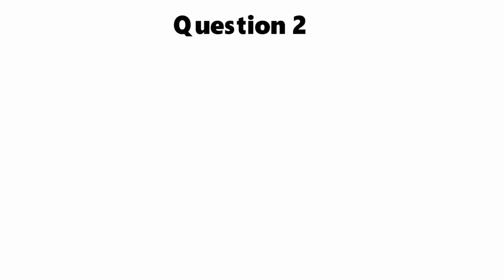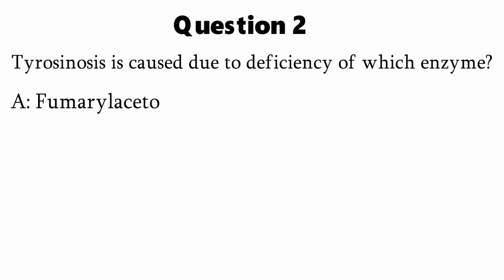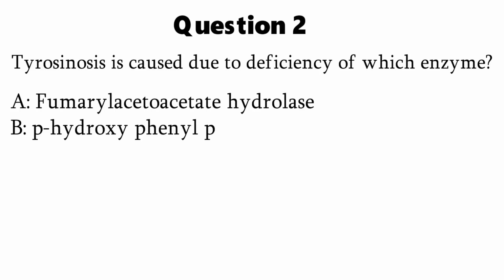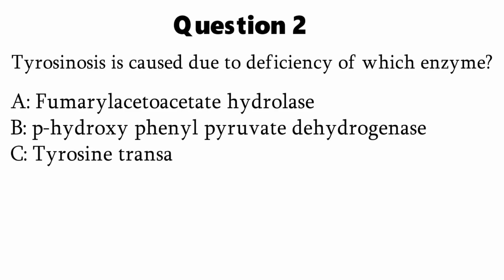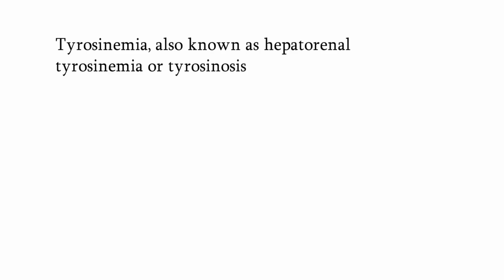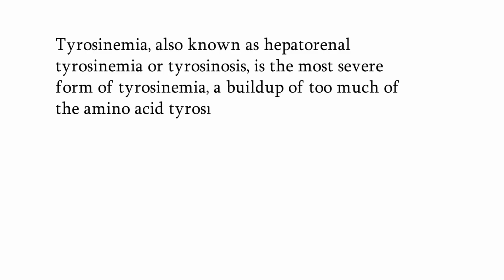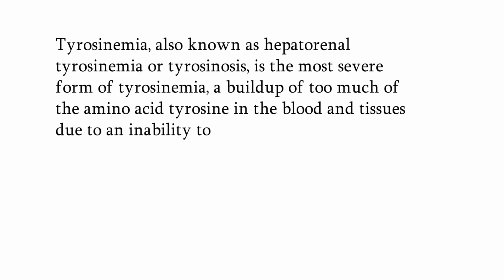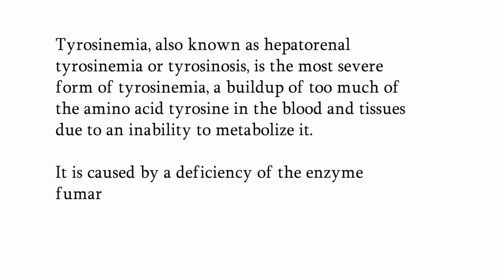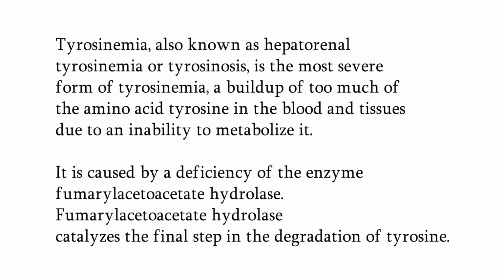Now the second question is, tyrosinosis is caused due to deficiency of which enzyme? And options are A. Fumarate acetoacetate hydrolase, B. p-hydroxyphenylpyruvate dehydrogenase, C. Tyrosine transaminase, and D. Tyrosine ligase. Here answer is A. Fumarate acetoacetate hydrolase. Tyrosinemia, also known as hepatorenal tyrosinemia or tyrosinosis. It is the most severe form of tyrosinemia, a buildup of too much of the amino acid tyrosine in the blood and tissue due to an inability to metabolize it. It is caused by a deficiency of the enzyme fumarate acetoacetate hydrolase. Fumarate acetoacetate hydrolase catalyzes the final step in the degradation of tyrosine.